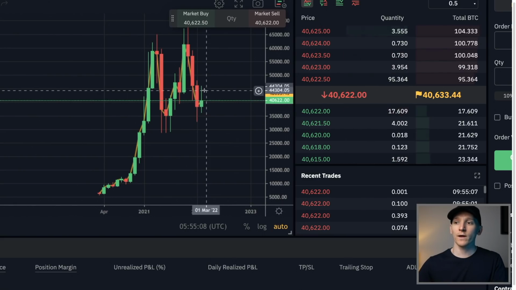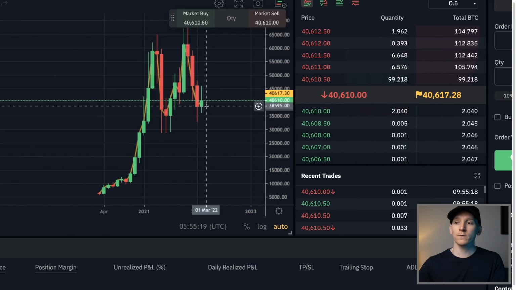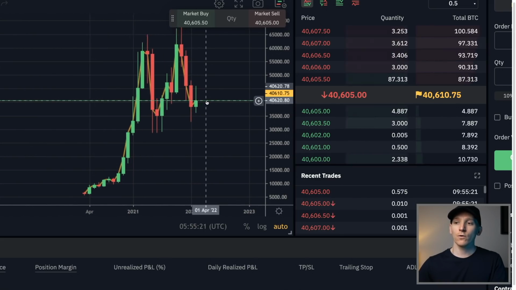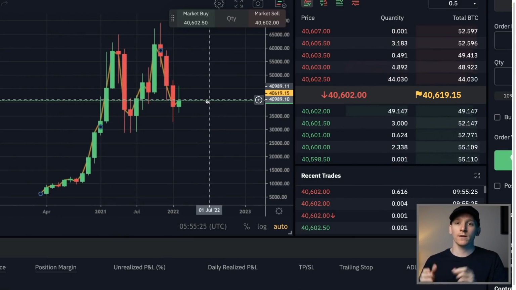You can see the wick moves all the way up to this level at 45, and we're down from the highs, but we're at 40,600 now. We're still up during this month from the candle open to where we are now. So this doesn't give you a lot of information. Long-term trading, it's better. Short-term trading, you're going to need much shorter candle time scales.